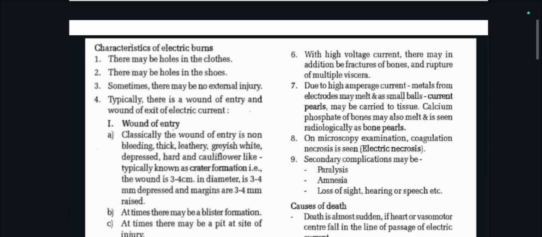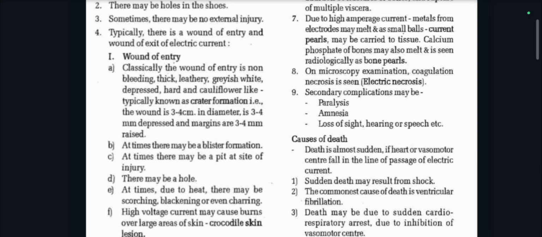There may be holes in clothes, there may be holes in shoes, there may be no external injury sometimes, and there is wound of entry and wound of exit. So wound of entry, classically, is non-bleeding, thick, leathery, greyish white, depressed, hard and cauliflower-like, typically known as crater formation. That is, the wound is 3 to 4 centimeters in diameter and 3 to 4 mm depressed, and margins are 3 to 4 mm raised.